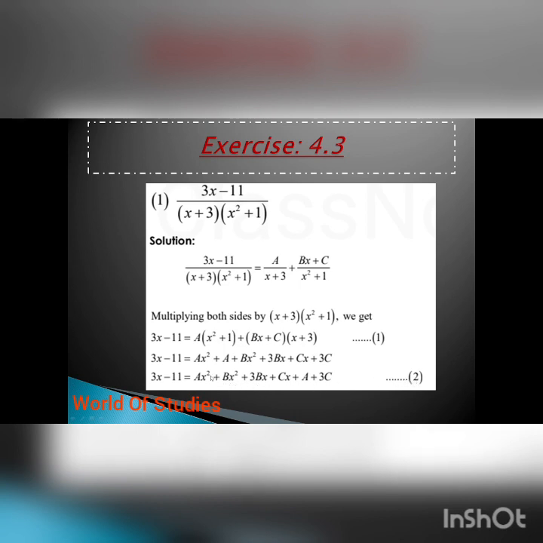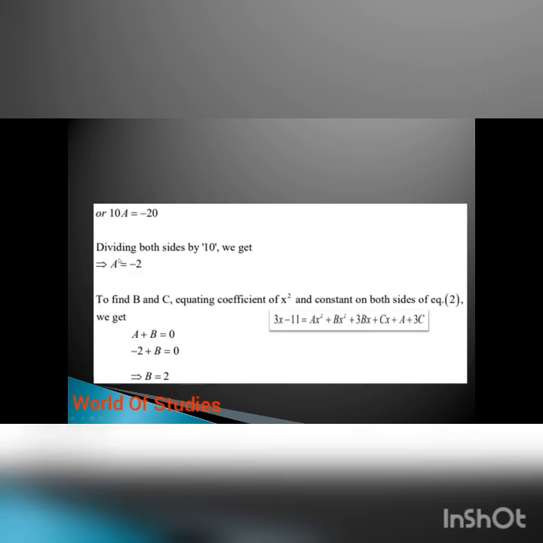What are like terms, my dear student? Like terms are those terms which have the same variable. Now, to find the value of a, we have to put x is equal to minus 3 in equation number 1. By putting x is equal to minus 3 and after solving it, we get the value of a, which is equal to minus 2. Now my dear students, we have to find the values of b and c by equating the coefficients of x square and constants on both sides of equation 2.